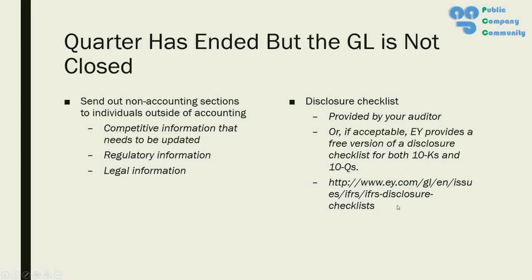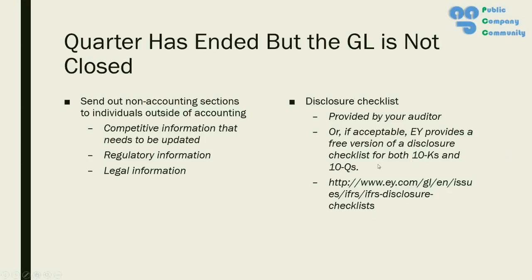So the disclosure checklist is going to be provided by your auditor. If you are new to publicly traded companies and you're used to working at private companies, this may seem odd. Why is the person doing the financial reporting doing the disclosure checklist? Why are they filling out an auditor work paper?